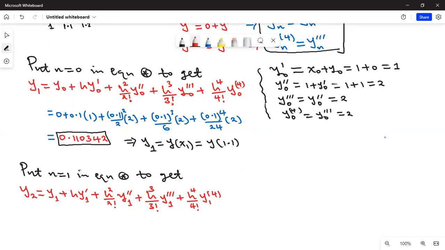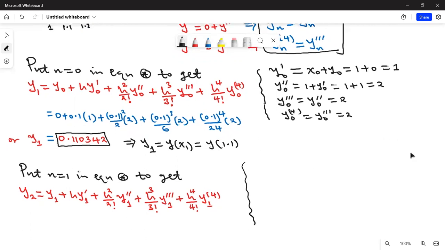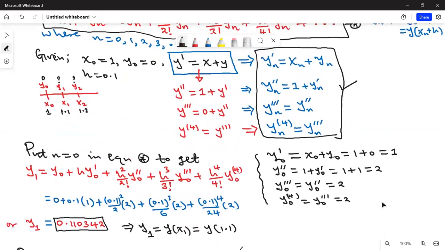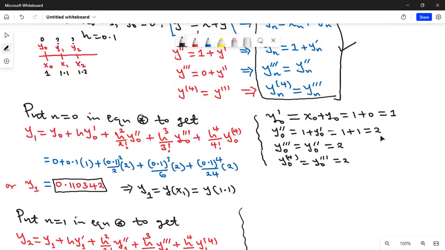So we need to find y1. Of course, we have y1 already. So we need to get y1 prime, y1 double prime, all the way up to y1 fourth derivative. So again, I'm going to calculate them here. Here, we still use these derivatives. Now in this case, n is 1. When you put n is 1 here, you're going to get all those derivatives. So we start with y1 prime.